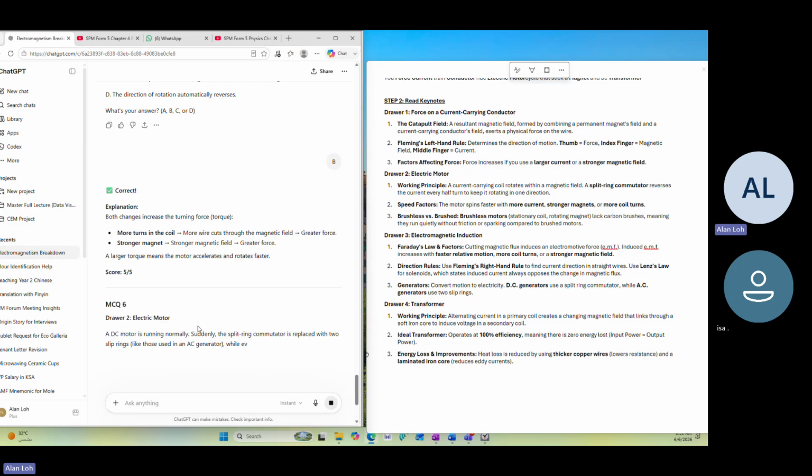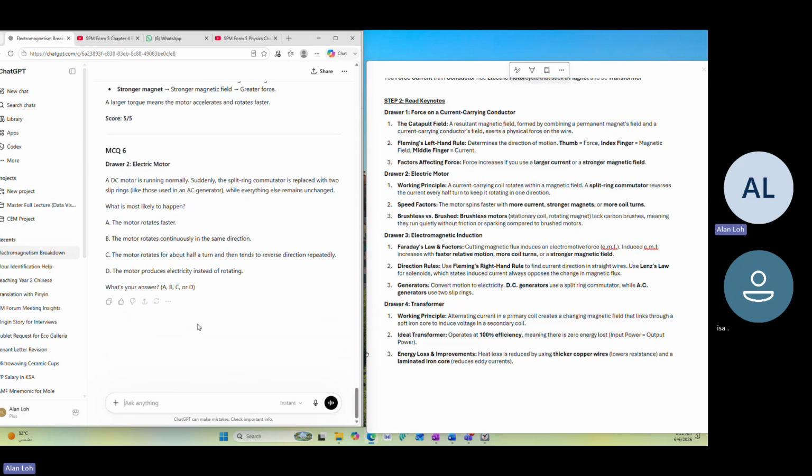5 more to go. Number 6. Electric motor. A DC motor is running normally. Suddenly, the split ring commutator is replaced with 2 split rings, like those used in an AC generator, while everything else remains unchanged. What is most likely to happen? The motor rotates faster. The motor rotates continuously in the same direction. The motor rotates for about half a turn and then reverses direction repetitively. The motor produces electricity instead of rotating.